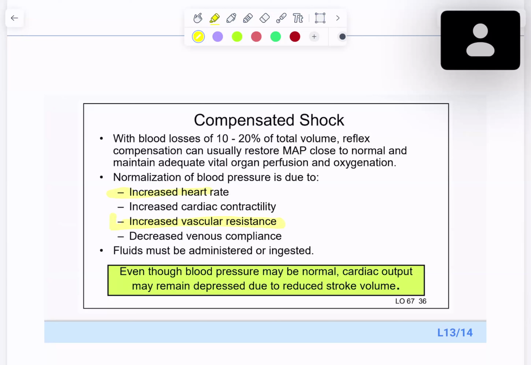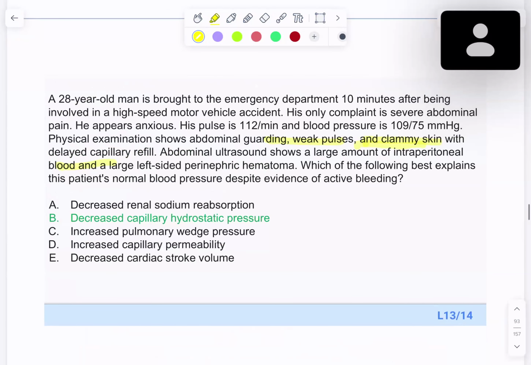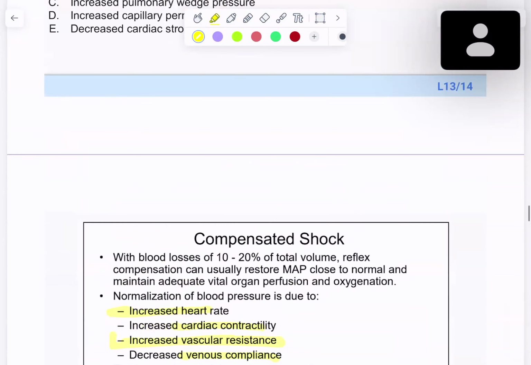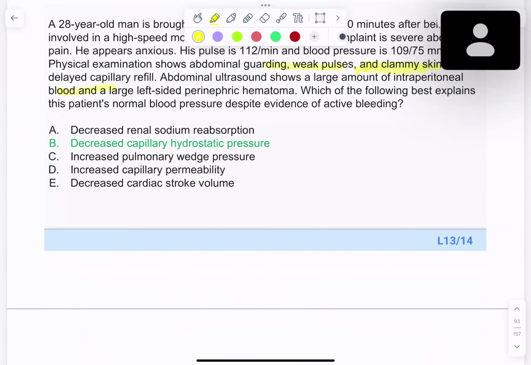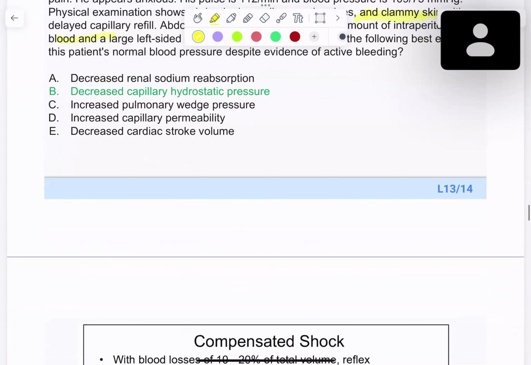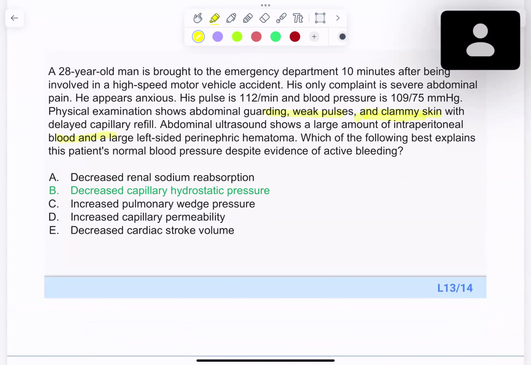And increased heart rate, of course, as we saw, increased cardiac contractility comes with the heart rate and decreased venous compliance. The reason why this is happening is because the patient is still relatively stable and his body is trying to compensate for the loss of volume. And so when you increase this resistance in the capillary, in the arterioles, you will decrease the capillary hydrostatic pressure. Okay? Does that make sense?